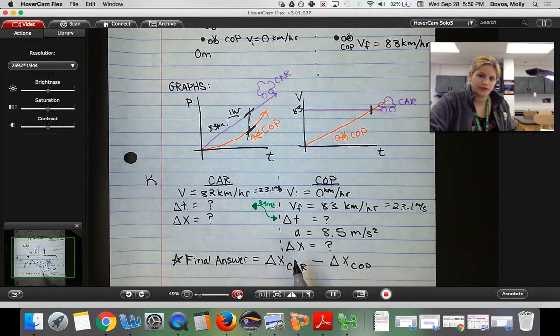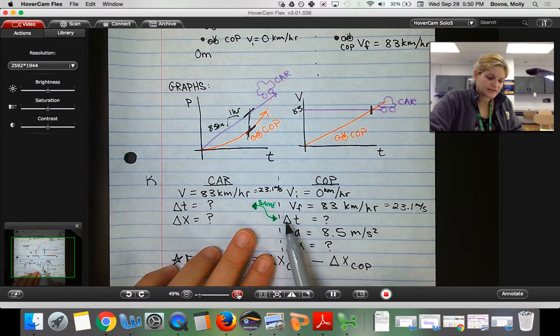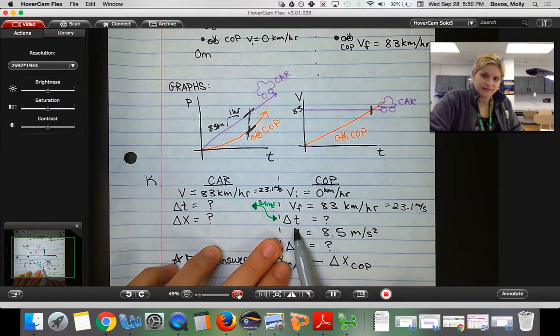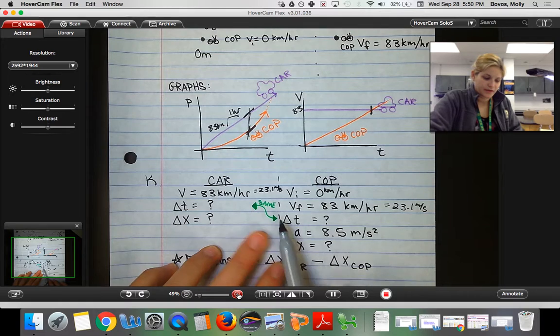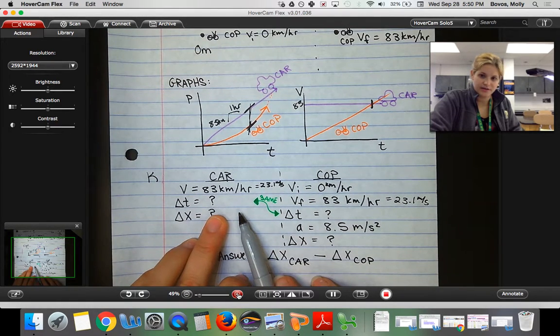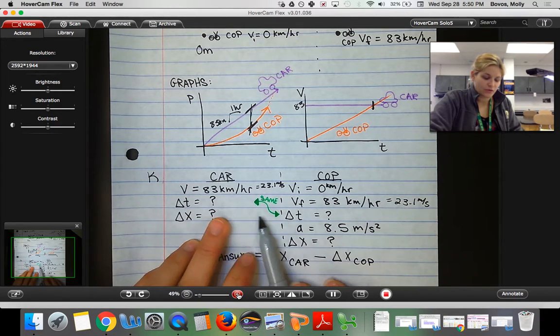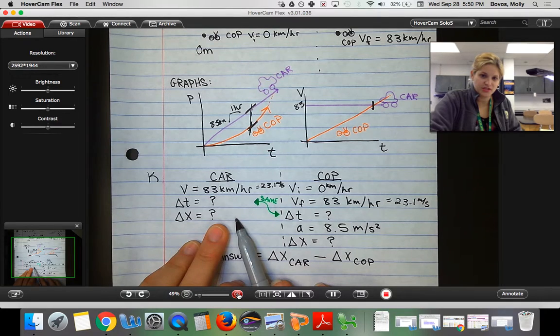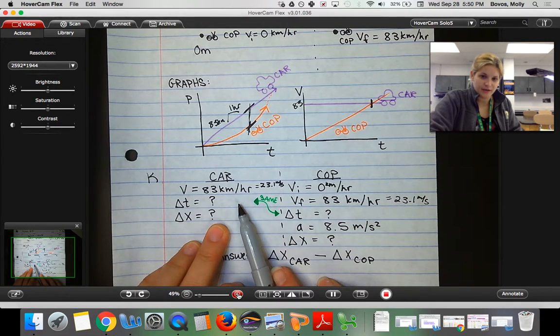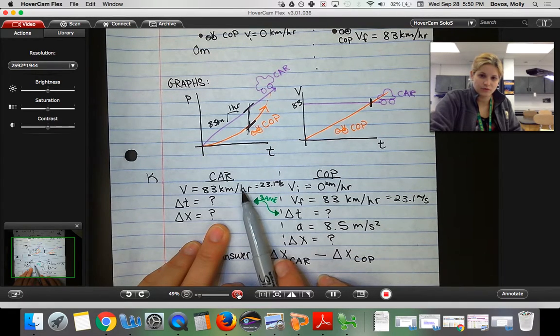One thing to point out here is that the amount of time it takes for the cop to speed up is the same amount of time that this car has been driving at a constant speed. So I'm using the same time here and here. In order to find this change in position, you've got to figure that time out. But I can't figure that out on this side, because I've only got one variable over here and I'd need two.